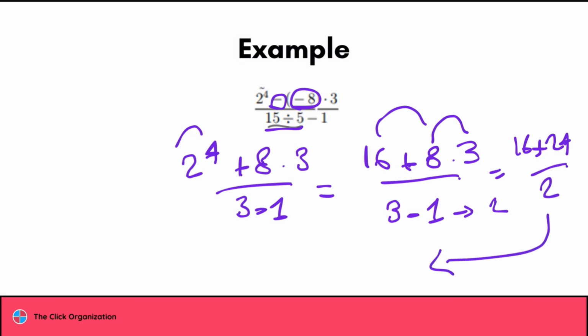Let's do the continuation in here. So 16 plus 24 is going to be exactly 40, right? So 40 divided by 2, and the result will be 20. And with that, we're done.